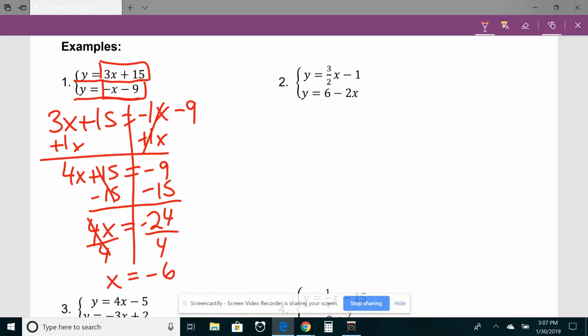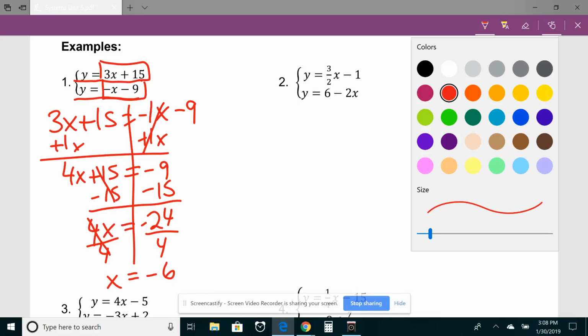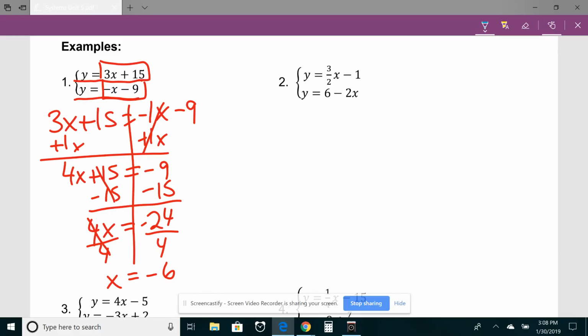Now, usually when we solve equations, we're done. We have x as our answer, and we are finished. We go back and check it. But since we're solving a system now, not only do we need the x, but we also need the y value. What's nice about these system equations is that the y is isolated, so all I have to do is plug it back in for x into one of the equations. It doesn't matter which equation you plug it back into.